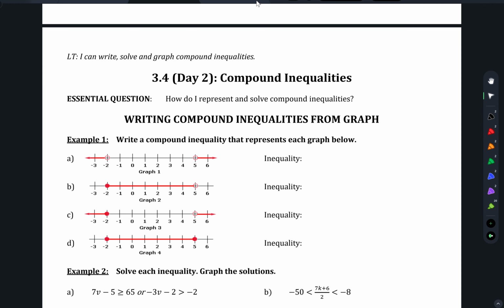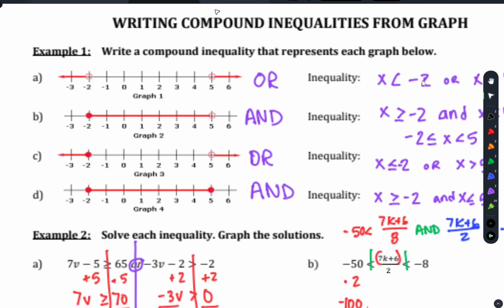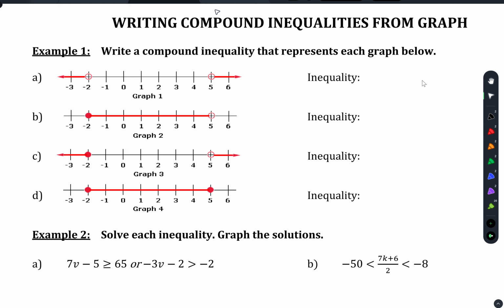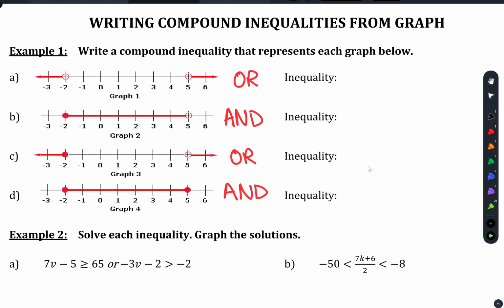If I'm looking at example 1, which ones of these are ands? James. B and D, the ones that face towards each other. So let's label those as and. And then we can tell that A and C are or graphs because they face away from each other. So really easy to tell what kind of inequality I'm writing, right?